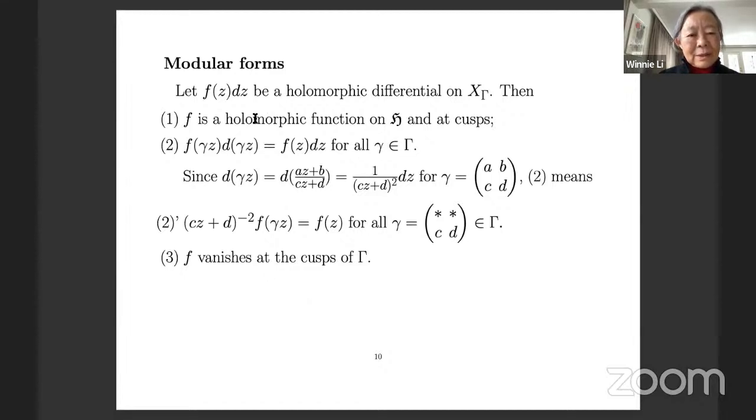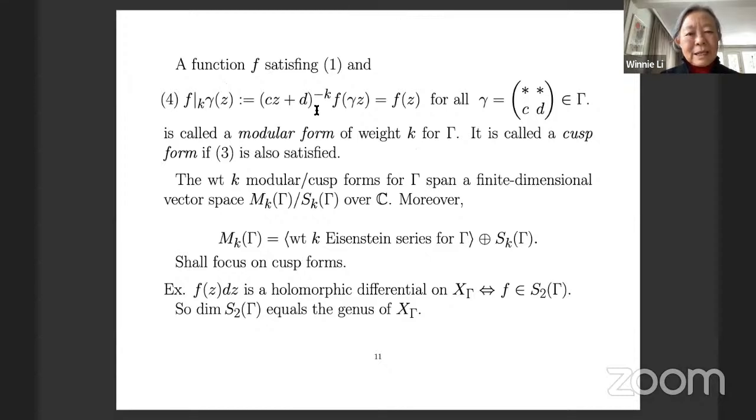So from this holomorphic differential, we generalize this idea to define a modular form. So we say a modular form, first, should be holomorphic on the upper half plane, and also at the cusps. And for the second condition, we relax this 2 by replacing it by an integer k. So if that's the case, then we say that this f is a modular form of weight k for the group gamma. And for convenience, this expression (cz+d)^(-k) times f(γz), we will denote by f stroke gamma.